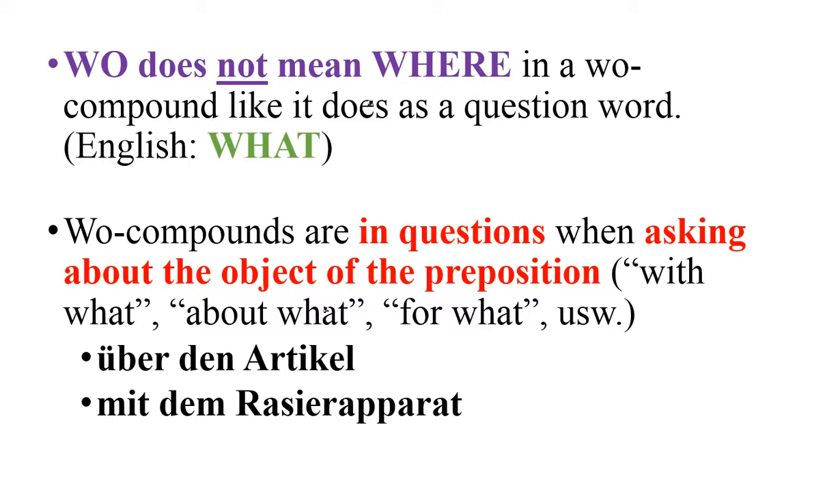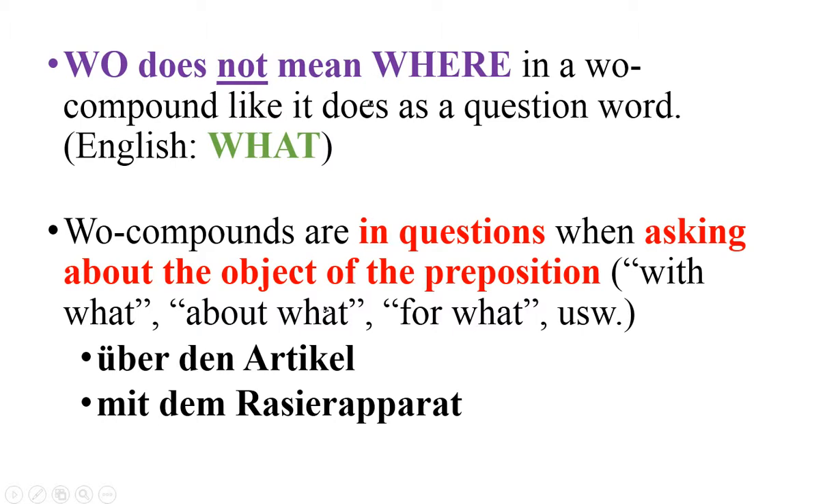So wo compounds are in questions, so we only see them in questions, not statements, and it's when we're asking about the object of the preposition. So instead of saying with where or about where, it becomes with what, about what, for what, und so weiter. So if we said über den Artikel, about the article, we wouldn't say where, we would say what about the article. Or mit dem Rasierapparat, with the razor, electric razor, we wouldn't say wherewith, we would say with what electric razor. So we're kind of conjugating wo, or translating wo for what in that regard.